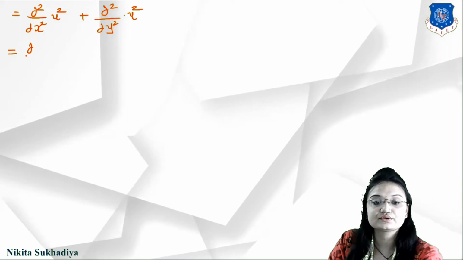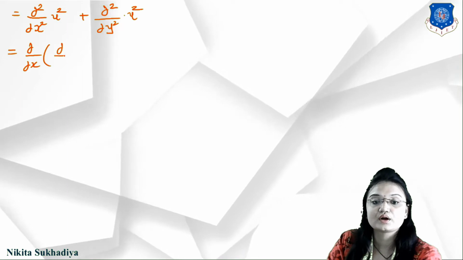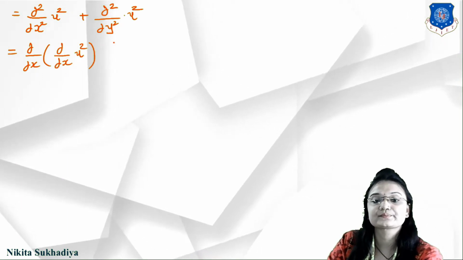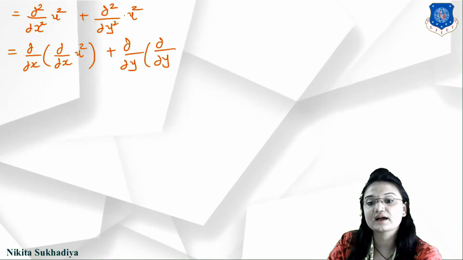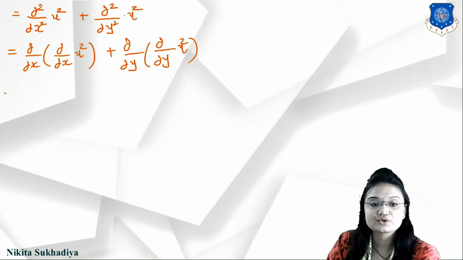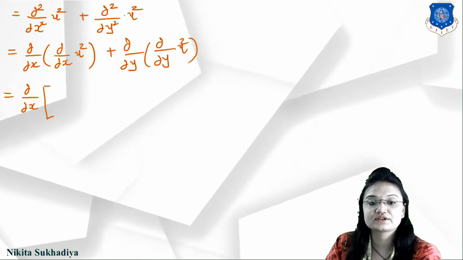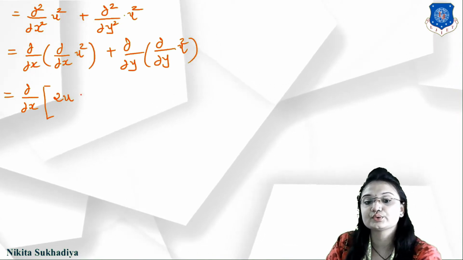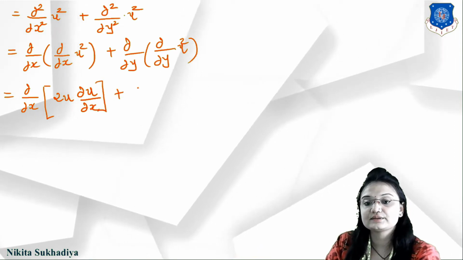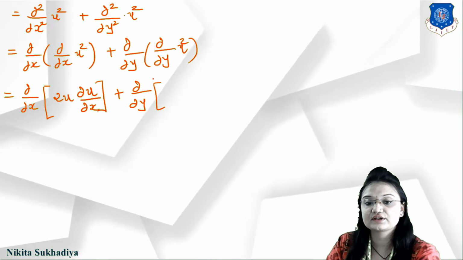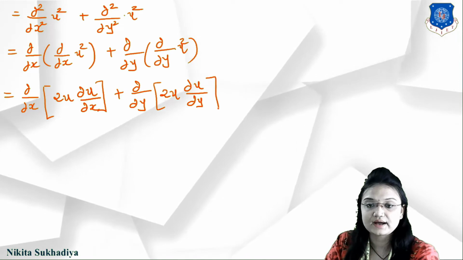So first of all, take the first derivative, that we can write like this: del by del x into del by del x of u square, plus second, del by del y into del by del y of u square. Okay, so here del by del x as it is. Take the partial derivative of u square with respect to x, so this will become 2u del u by del x, and plus del by del y, the partial derivative with respect to y, so this will become 2u del u by del y.